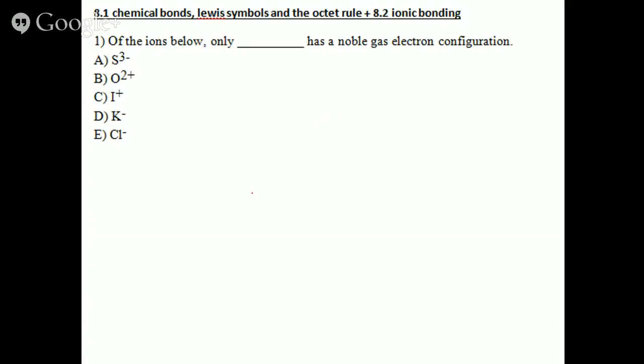Looking at the 8.1 problems, chemical bonds, Lewis symbols, and octet rule, and 8.2 ionic bonding. So starting with question number 1, of the ions below, only blank has a noble gas electron configuration. The noble gas electron configuration means having 8 valence electrons. So which one of these things would have 8 valence electrons?